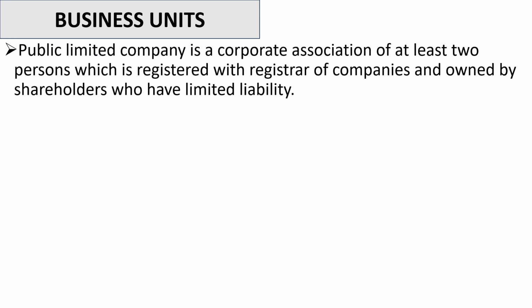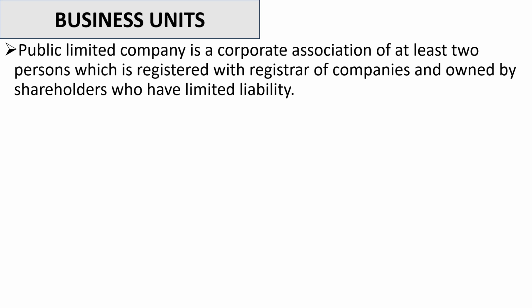Okay, so what is a public limited company? Just from what you have learned, you can have an idea of what a public limited company is. In the previous video we talked of a private limited company. We know what private means, we know what limited means, and when we did sole trade and partnership, we talked about unlimited, right? So a public limited company is a corporate association of at least 2 persons which is registered with the Register of Companies and owned by shareholders who have limited liability.